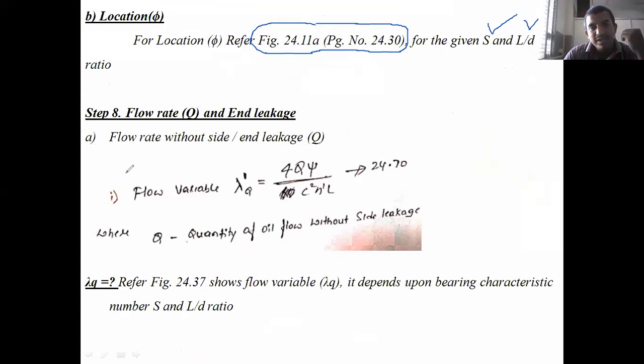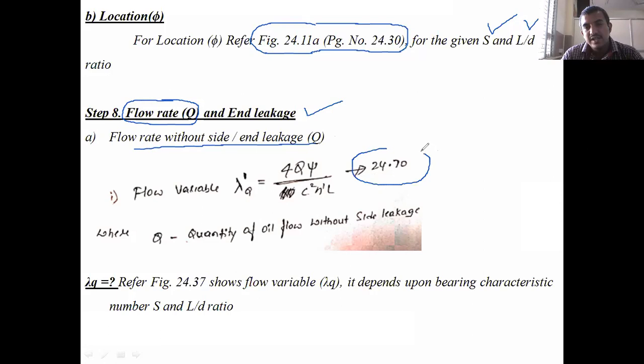Next, what is step number 8? Now you determine the flow rate without end leakage and with end leakage, the rate of flow of the lubricating oil to the bearing. First we consider the flow rate without side leakage or end leakage. Now how do you determine the rate of flow? That is Q, I want to determine without side leakage or end leakage by referring to equation 24.70.